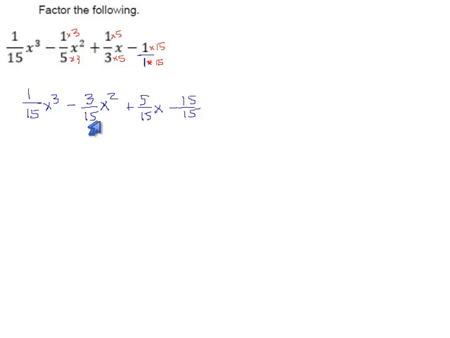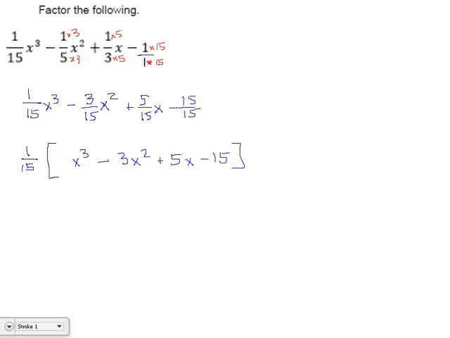What's good about this is that now that these all have a denominator of 15, we can factor out 1/15. That's like dividing the entire thing by 1/15, which is equivalent to multiplying by 15. What it does is it clears out all the denominators. We just get 1x cubed. I don't need that 1 there, I'll just write x cubed. Minus 3x squared plus 5x minus 15. Okay. All these things are technically still over 15 because of the common factor, but this is a lot easier to work with now, so that is good.